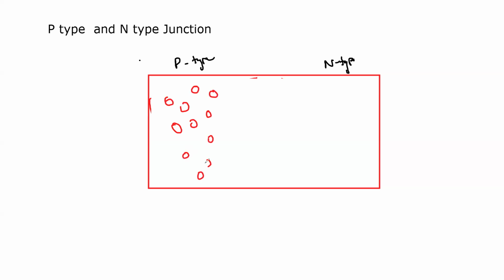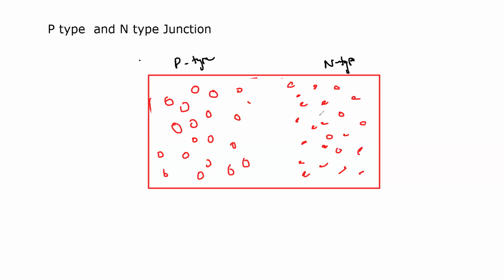I'm just giving an idea that these circles are representing holes. And there are electrons as well. I'm just drawing electrons, not drawing the whole structure of the molecule again. So n-type has a majority of electrons. There are holes as well, look. And here also there are electrons as well. But p-type has a majority of holes and n-type has a majority of electrons.